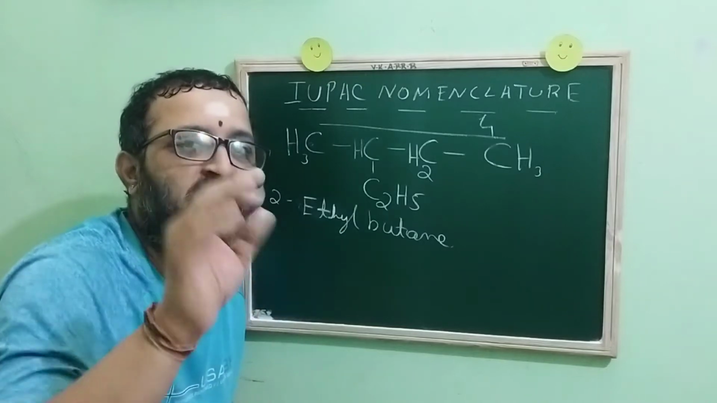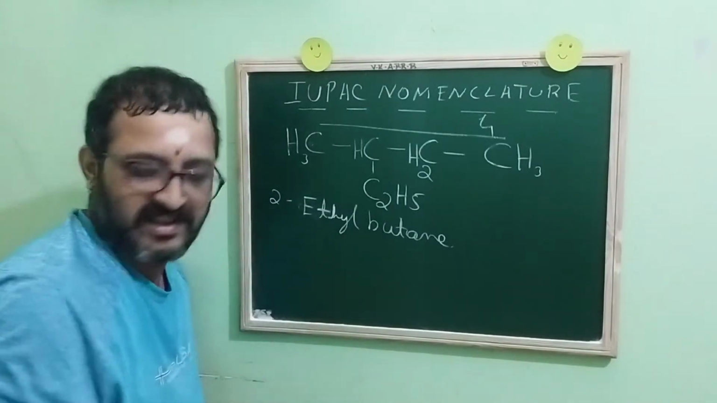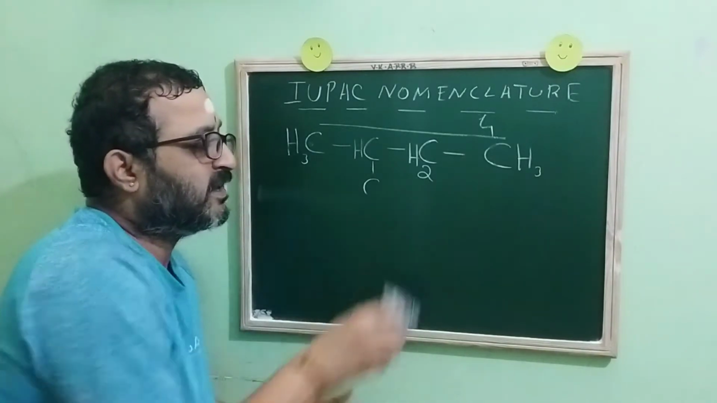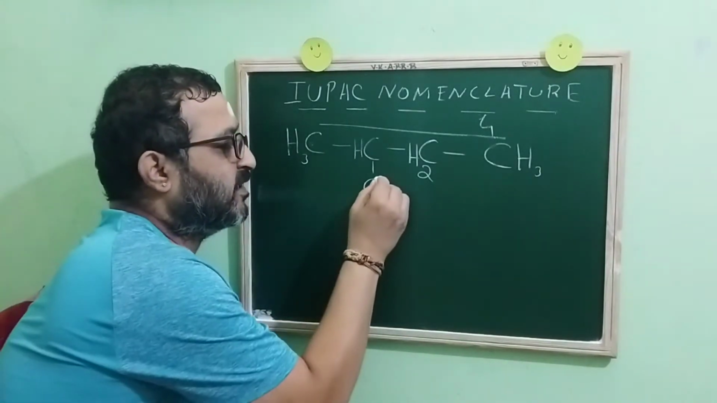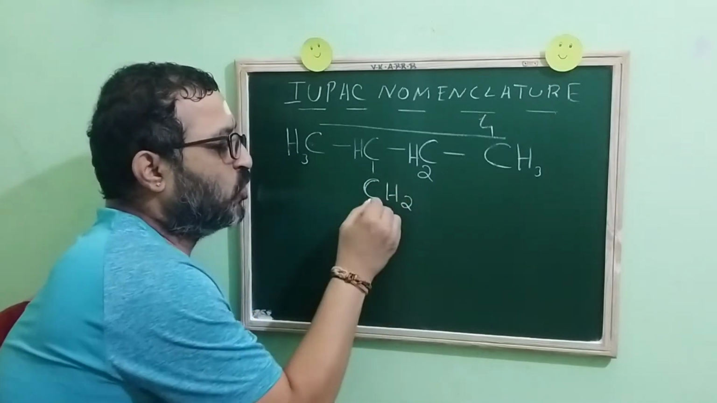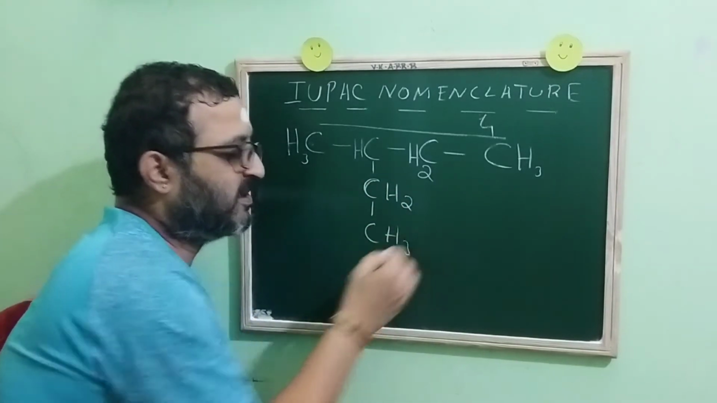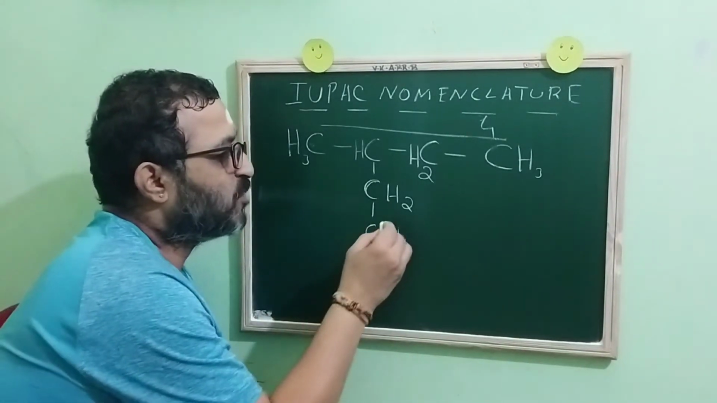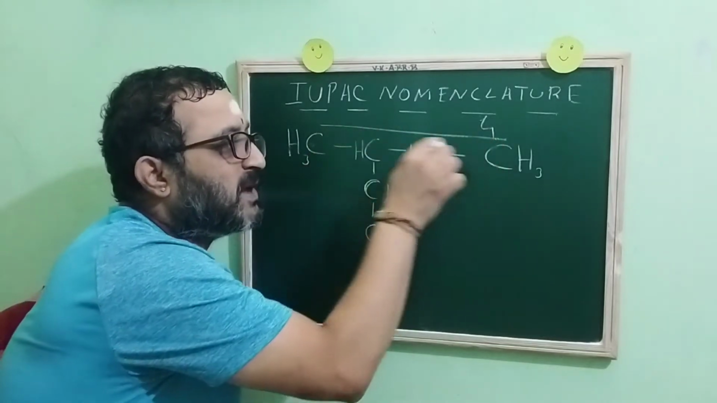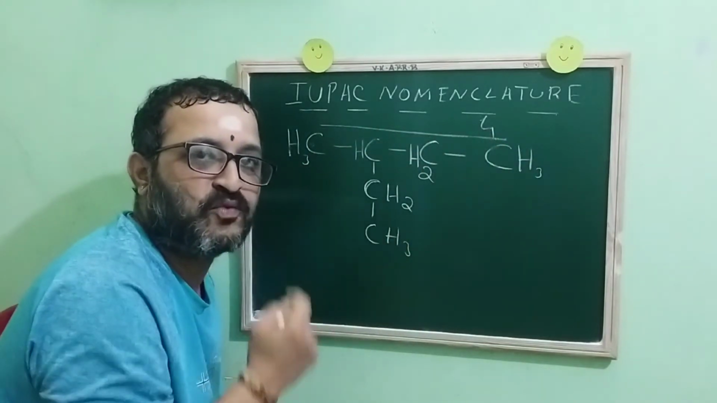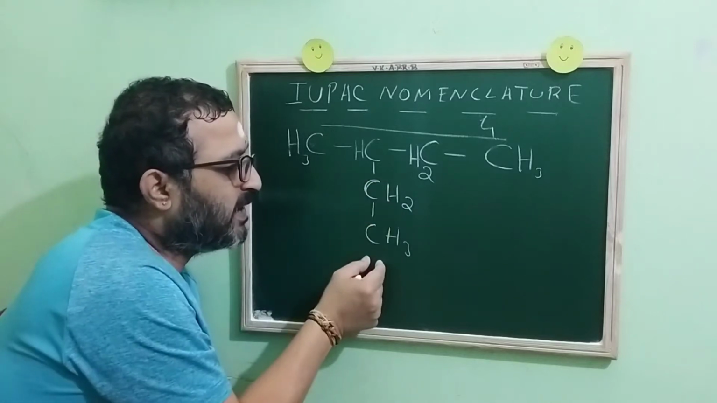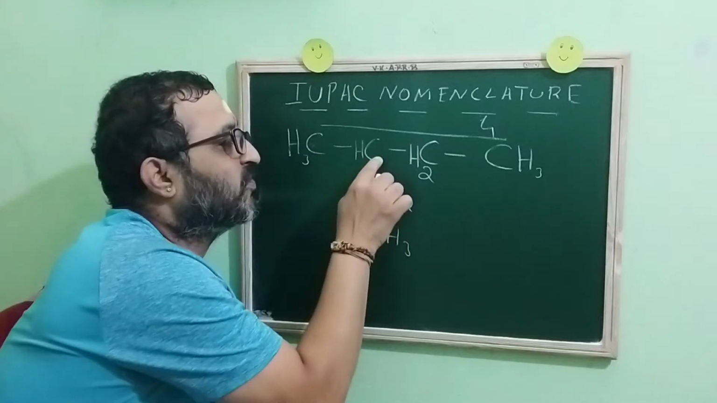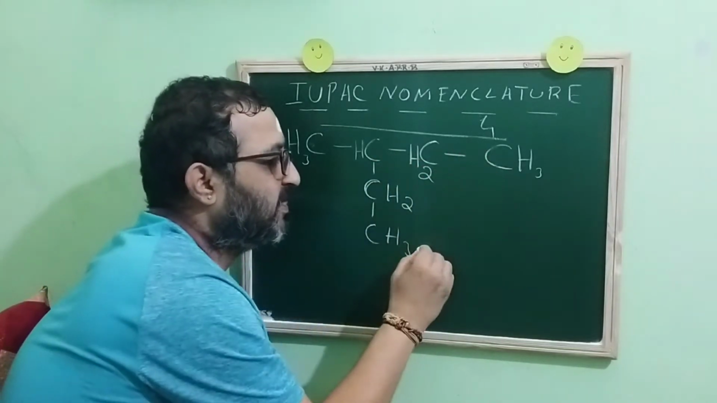Children, next question. Is this 2-ethyl butane right or wrong? According to me, it is wrong. Why? The reason is, see, we can write C2H5 as what? CH2 and CH3. When I do it like this, by considering the straight chain as the parent chain, we have only 4 carbon atoms.